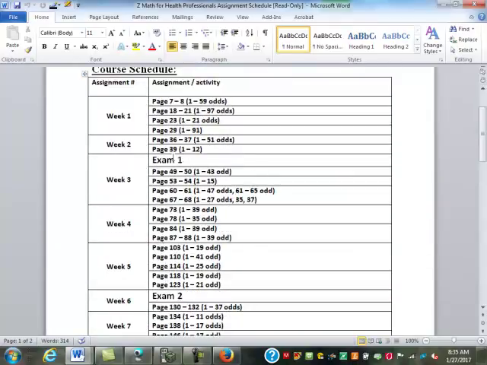So you can see here, the beginning of week 3 is our first exam. So that is 2 weeks from today. In the first hour of class will be our first test. So that one comes up pretty quickly.